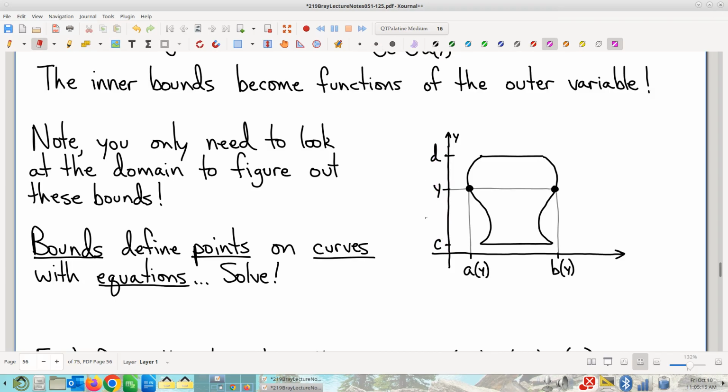And then for any given value of the outside variable, you look at that corresponding slice of the domain. And only on that corresponding slice are we interested in the range of values of the next variable, in this case x. Right? So when we look for the inner bounds, it starts here because that's where the slice starts.